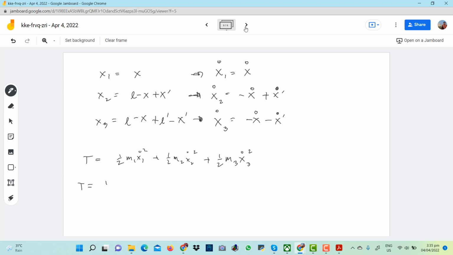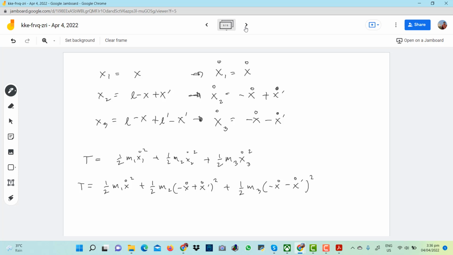So T is equal to, in terms of x and x prime, 1 half m1 x dot square plus 1 half m2 times quantity minus x dot plus x prime dot, squared, plus the last one, 1 half m3 times quantity minus x dot minus x prime dot, squared. Again, I have two degrees of freedom. I have two generalized coordinates, the x and the x prime.